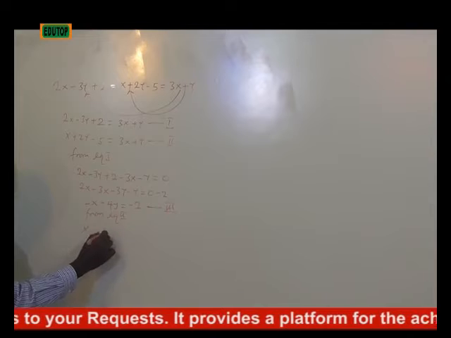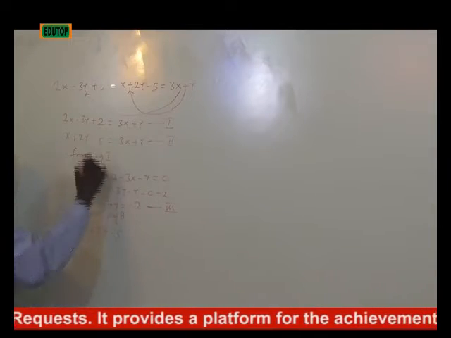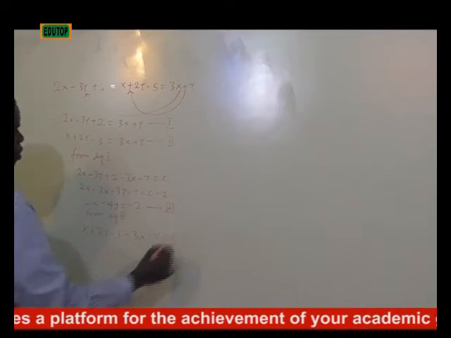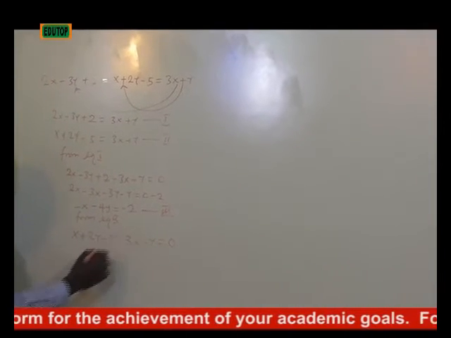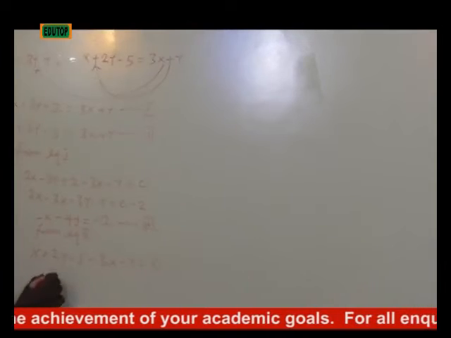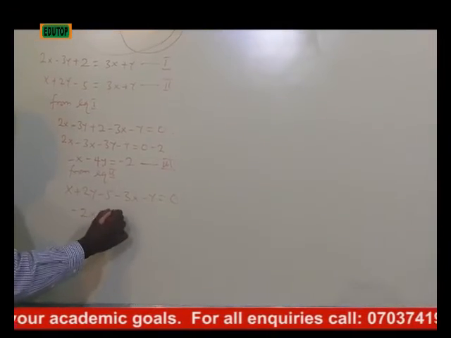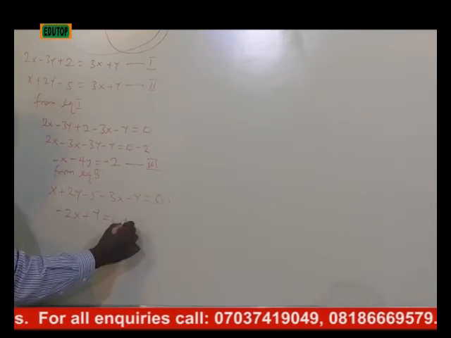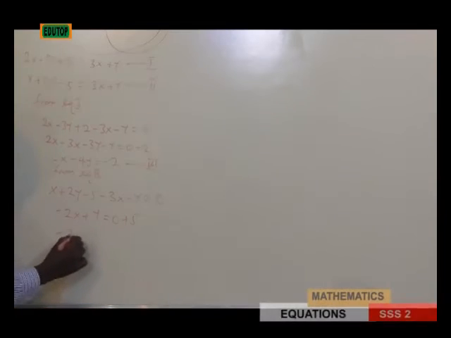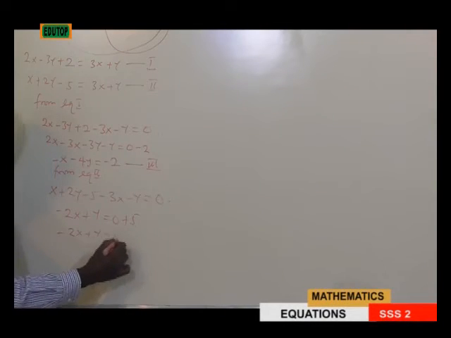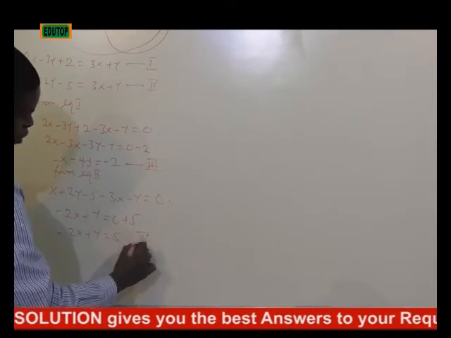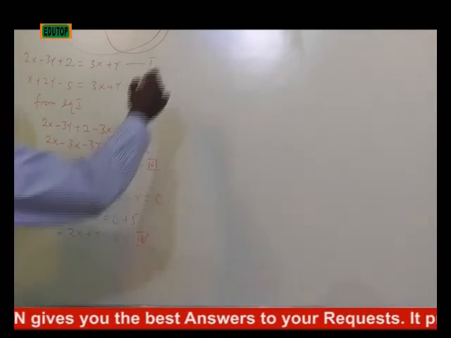Then from equation 2, we transfer everything again. x plus 2y minus 5, then this one becomes minus 3x minus y equals to 0. Then here, x minus 3x, that's minus 2x. 2y minus this plus y. Then this 0, then minus 5 goes to the other side, becomes plus 5. Then you have minus 2x plus y equals to 5. So this is equation 4. Call this equation 4.